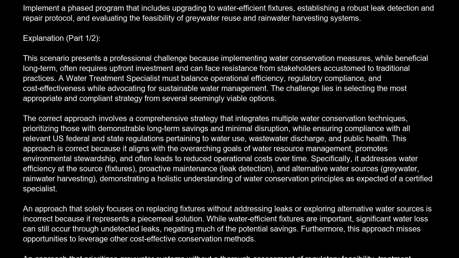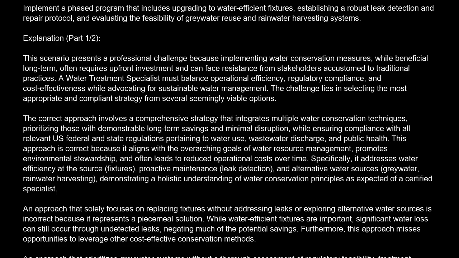The correct answer is D. Implement a phased program that includes upgrading to water-efficient fixtures, establishing a robust leak detection and repair protocol, and evaluating the feasibility of graywater reuse and rainwater harvesting systems.